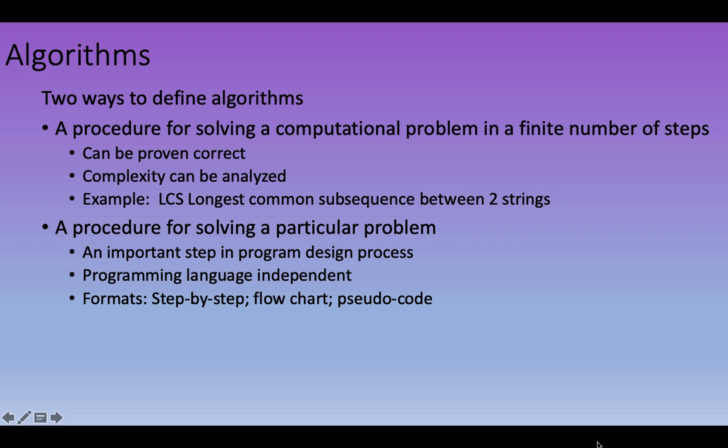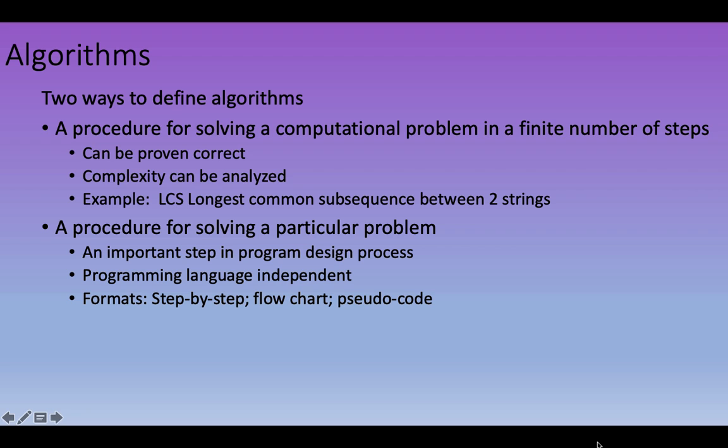So there's many ways, but here are two ways to define an algorithm. We have a procedure for solving a computational problem with a finite number of steps, or we could be a little more general and say it's just a procedure for solving any kind of problem, right? And so if we think about the first one, we can target in on a specific type of outcome, like finding the longest common subsequence between two strings.